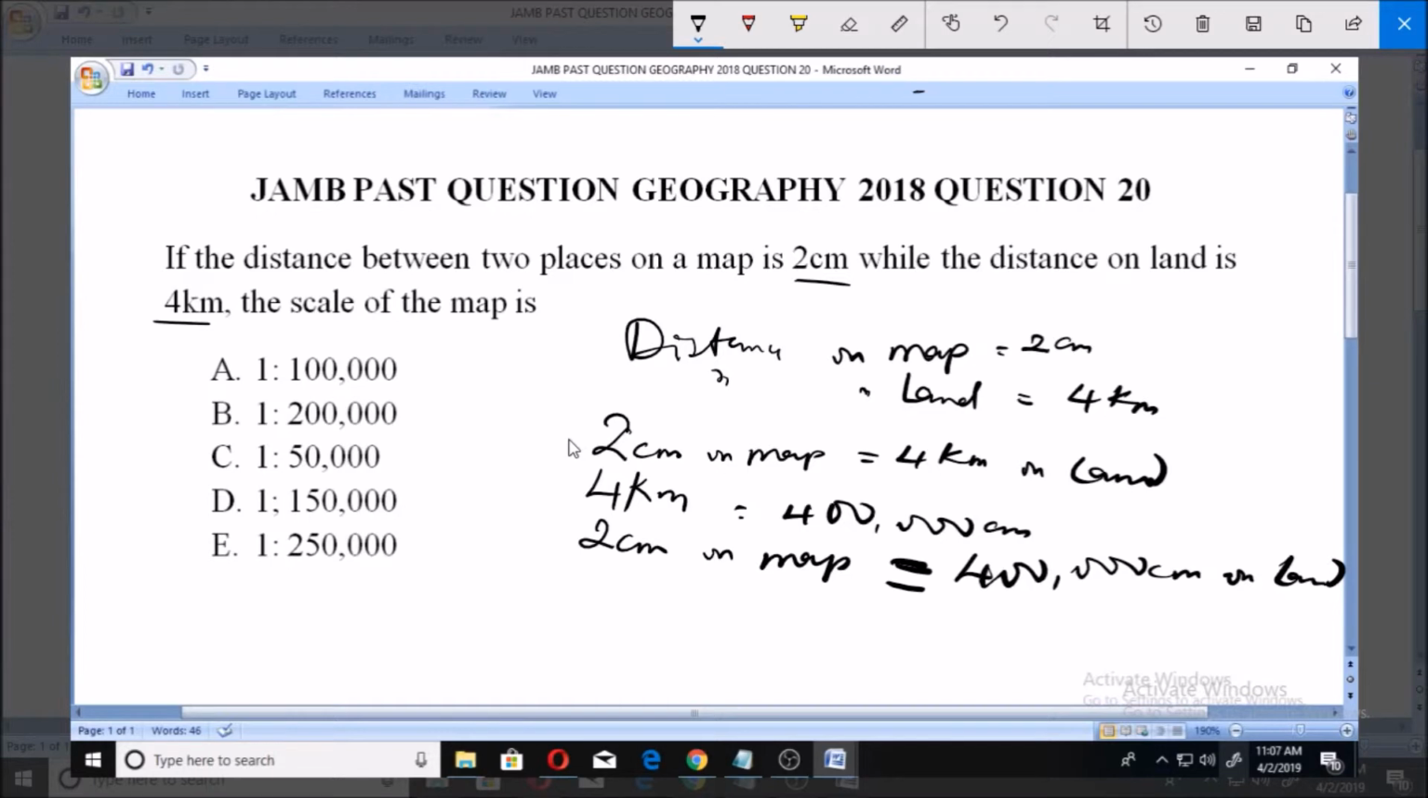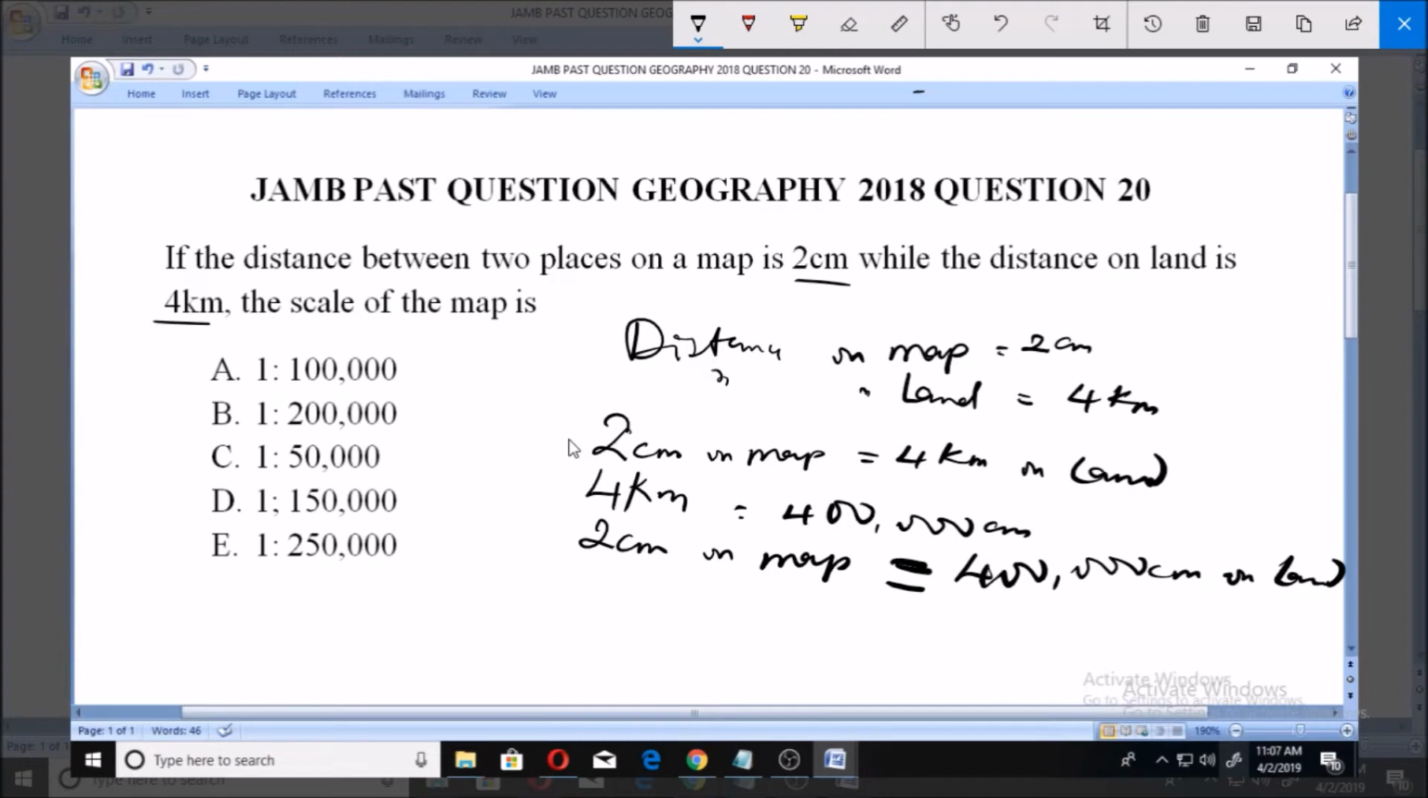Now, if we say that 2 cm on map gives us 400,000 cm on land, that means 1 cm on map will give us how many on land? It will give us x. So making x the subject of the formula, we can cross multiply so that we can have 400,000 all over 2. That's 400,000 times 1 all over 2, which will give us what?